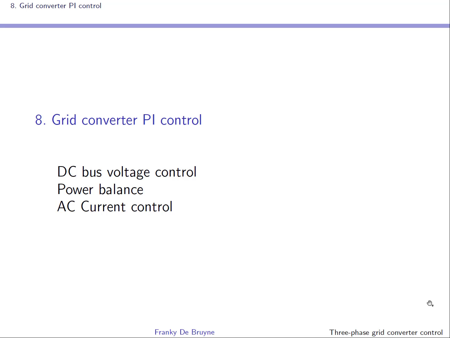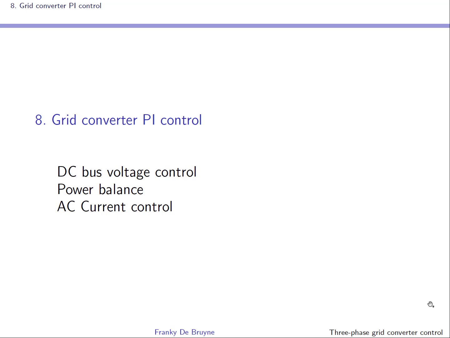As you can see, I've skipped section 7 about power transfer. This section is there for your information. Section 8 is about grid converter PI control, and we'll start with the control of the DC bus voltage and the output of this single controller. So it's a scalar controller, it will be a set point for the DC current.